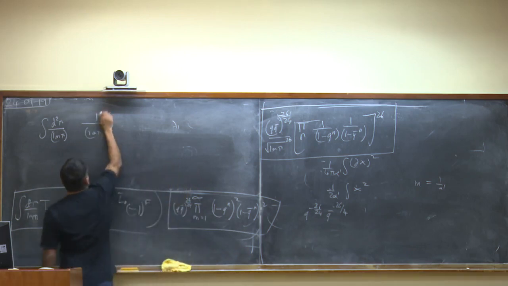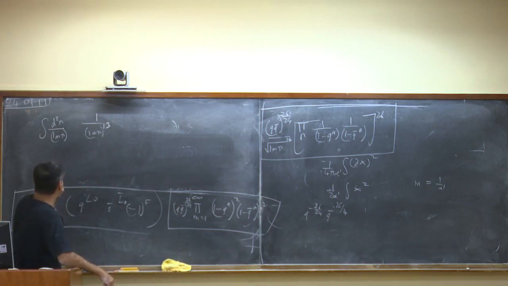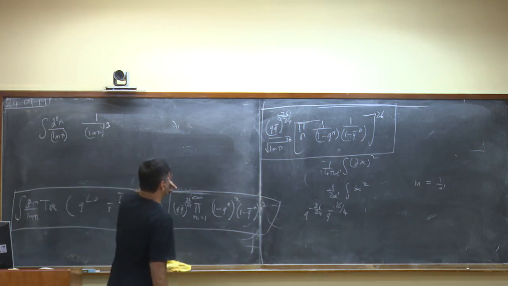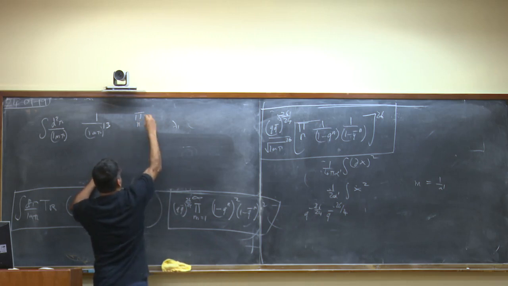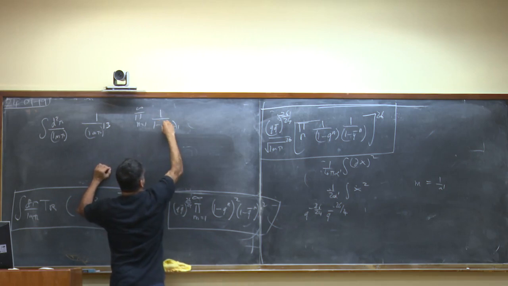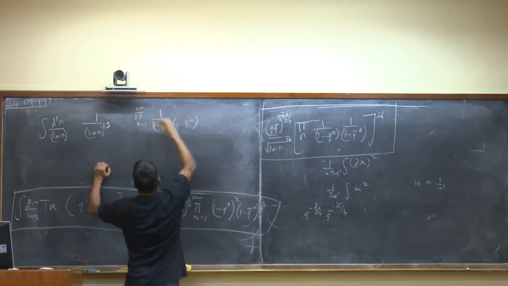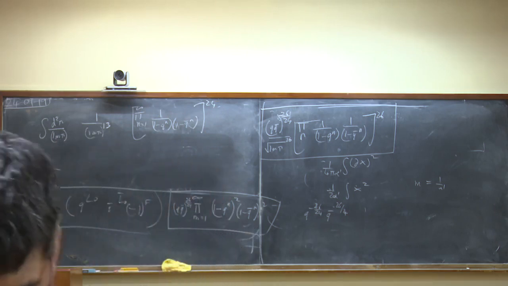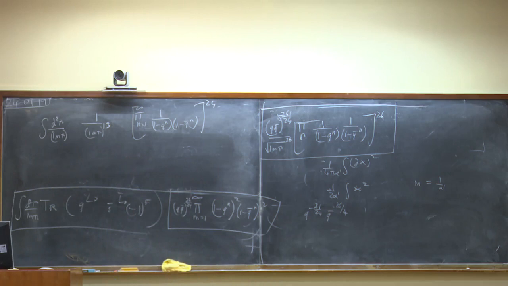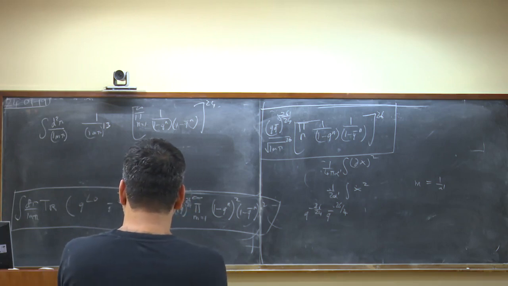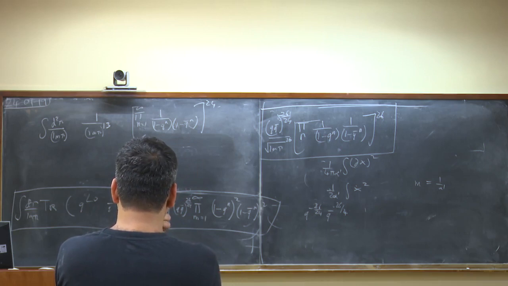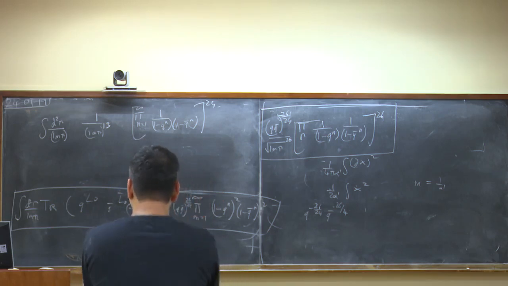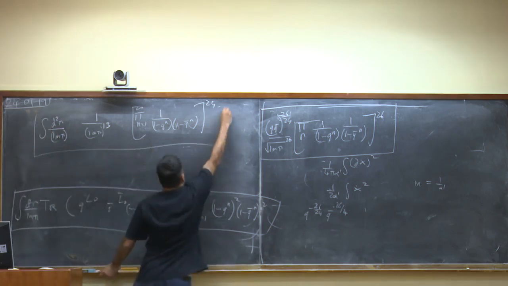13. And im tau to the power 13. Then we have the product n equal to 1 to infinity of 1 over 1 minus q to the power n, 1 over 1 minus q bar to the power n, to the power 24. Okay, and that is all. That is all. So this is our final answer.